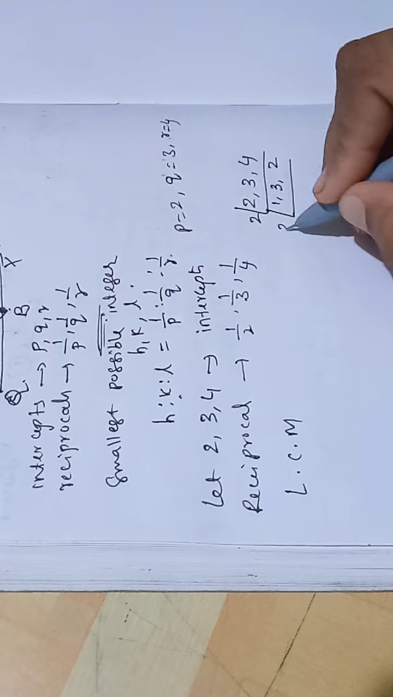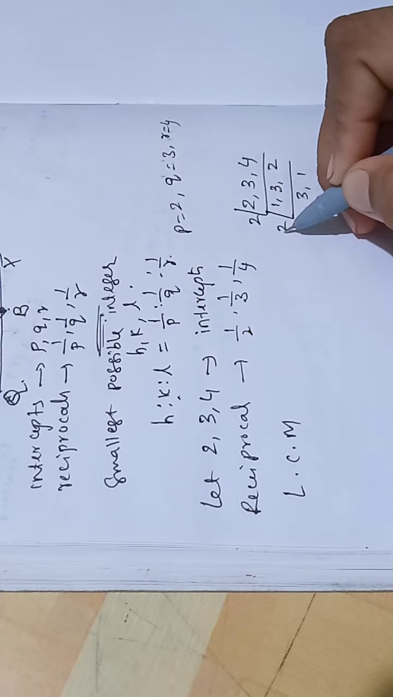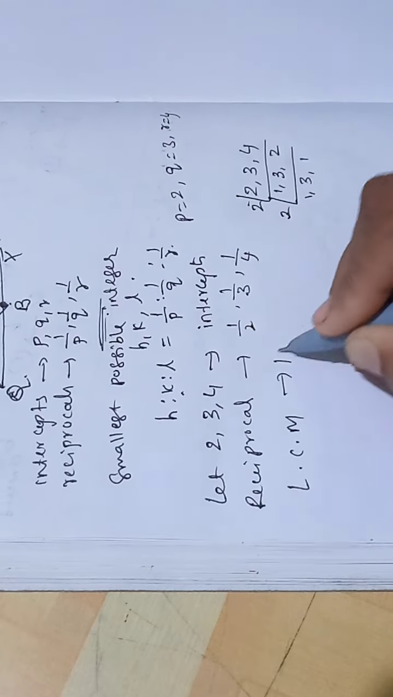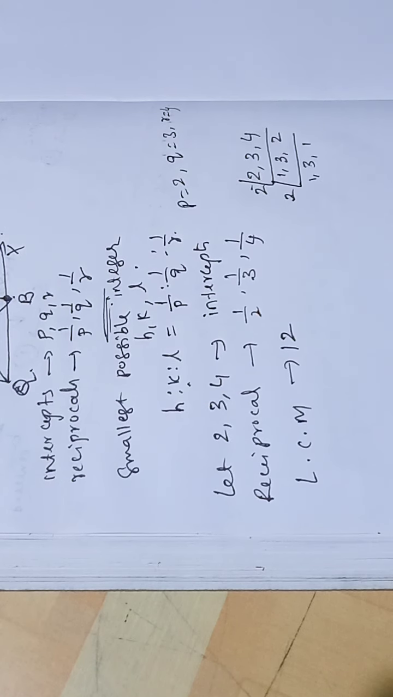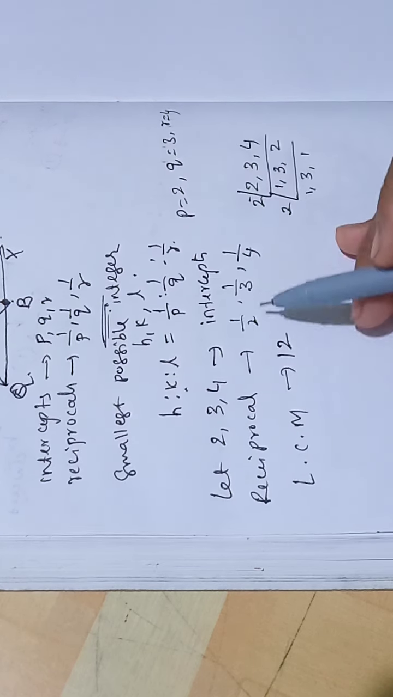Right? 2, 1, 3, 1. 3 2s are 6, 6 2s are 12. So the LCM is 12. We got the LCM as 12. Now multiply these with the LCM.